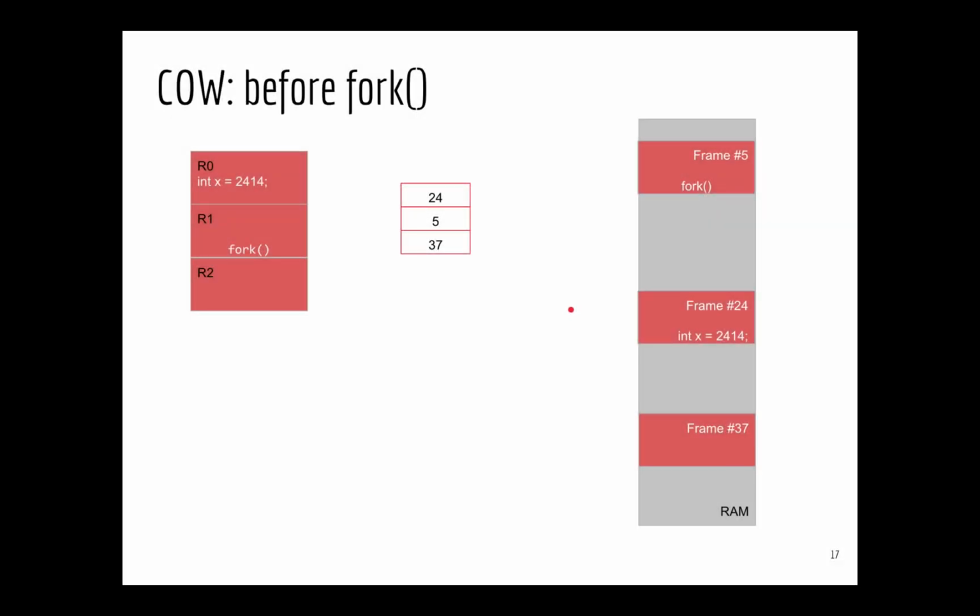So this diagram shows a process with 3 pages. The first page holds data, an integer. The second page is code that calls fork. The page table of the process is shown with 3 entries. First logical page at frame 24, second logical page at frame 5, and so on.